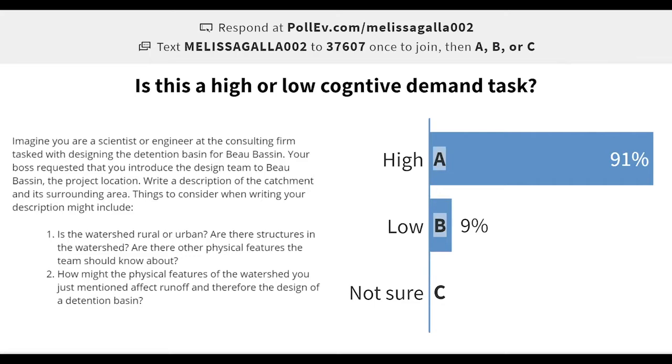Well, if I gave this to my class, I would expect my class to treat it as a high cognitive demand task. However, I know some of my students would sleepwalk their way through this because there's just enough of a constraint on what you have to do that there are people who would just list: this watershed is an urban watershed, here are the structures in the watershed, here are the physical features that were mentioned directly in the module. So I think to some degree it's up to the student in this case.